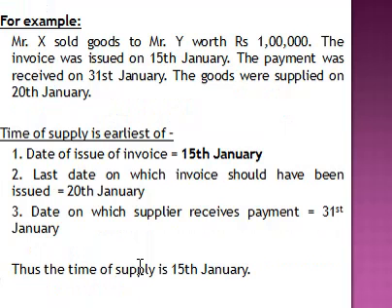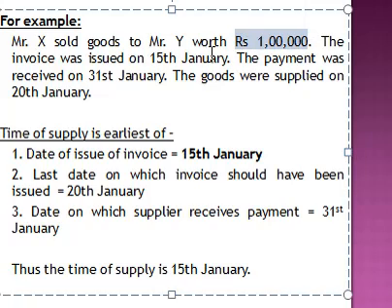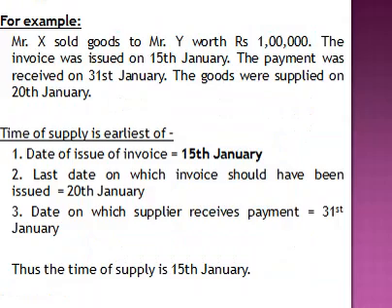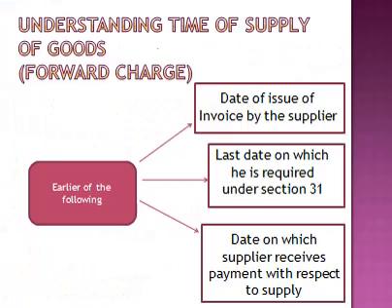So, let us understand the entire concept through an example. For example, Mr. X sold goods to Mr. Y worth rupees 1 lakh. The invoice was issued on 15th January. So, the date of issue of invoice, let us go back to the first PPT, the date of issue of invoice by the supplier. So, the date of issue of invoice by the supplier becomes 15th January. Our second limit was last date on which he is required to issue under section 31 or he receives payment.